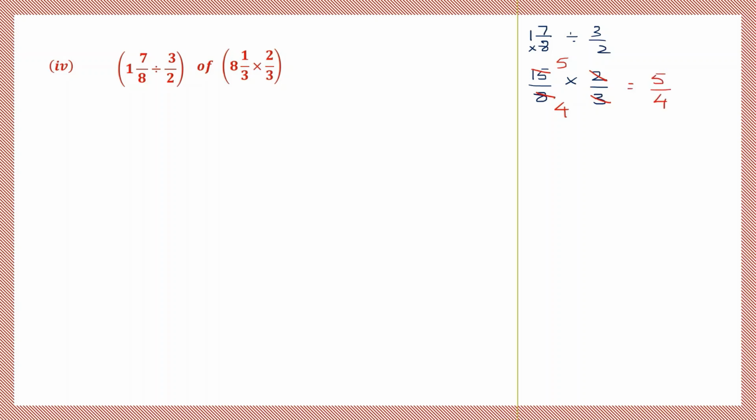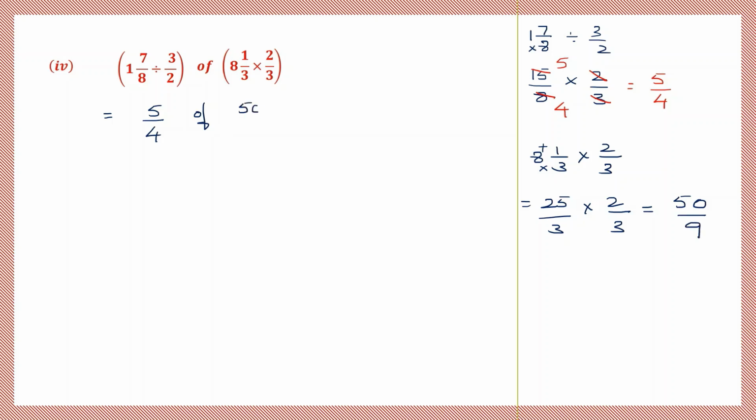So we've opened the first bracket and we got 5 by 4 of. Now we have to open the next bracket, which is 8 and 1 by 3 into 2 by 3. So this is 8 3s are 24 plus 1, 25 by 3 into 2 by 3. So is there anything to cancel? Nothing to cancel. So we multiply the numerators. 25 into 2 is 50 and 3 3s are 9. So here we get 50 by 9. So this will be 5 by 4 of 50 by 9.